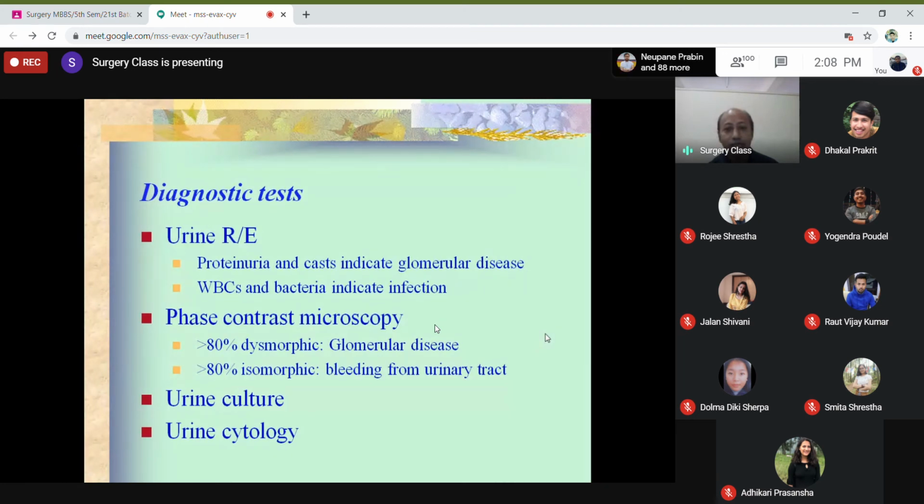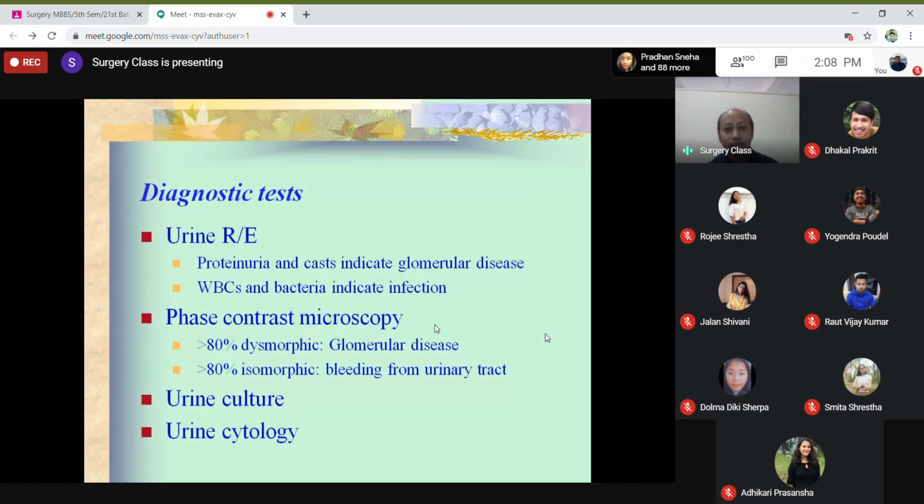It is diagnostic only if more than 80% of RBCs are dysmorphic; this indicates glomerular disease. If more than 80% are isomorphic, it indicates bleeding from the urinary tract. So this is a broad boundary between these two, glomerular and urinary tract diseases. Urine culture helps to establish the diagnosis of UTI as a cause of hematuria, and urine cytology helps to show whether malignancy is a cause of bleeding or not. So these are the investigations we do in the case of hematuria.